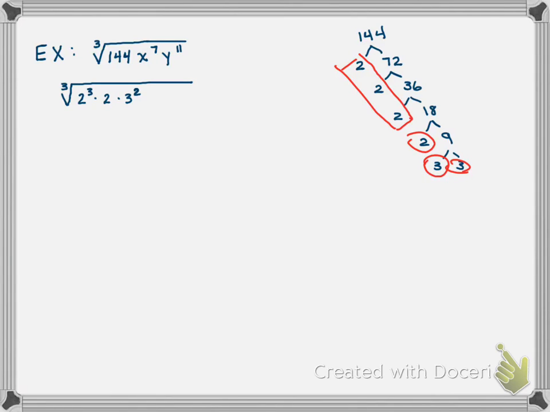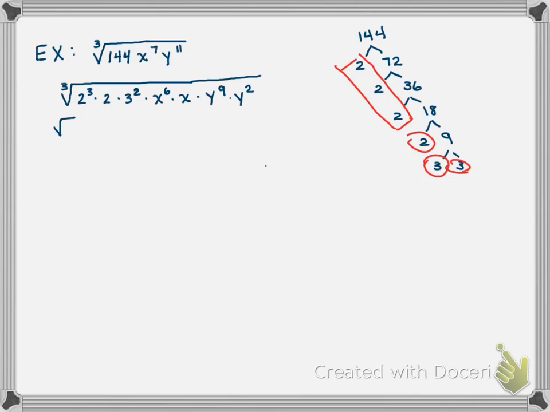And then I have 7 factors of x. What is the largest exponent I can use that is a multiple of 3? So I'm going to write my 7 factors of x as 6 factors of x times 1 more factor of x. And then if I have y to the 11th, what's the largest exponent I can use that's going to be divisible by 3? Yeah, it's 9. So I'll write that as y to the 9th times y squared.